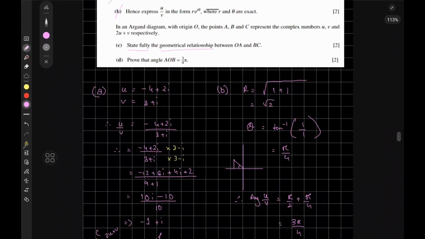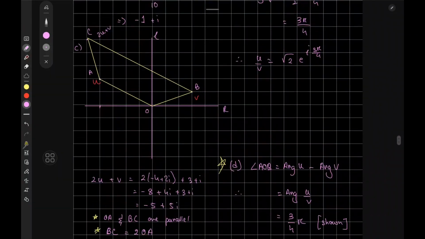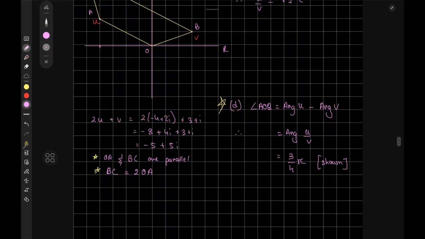Since this is of 2 marks, there are 2 statements that you are going to write. First of all, notice that both the lines OA and BC have the same theta value or the same slope, meaning they are both parallel. If they are both parallel, you can say OA and BC are parallel. This is the first mark.